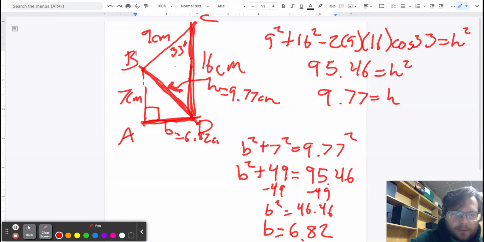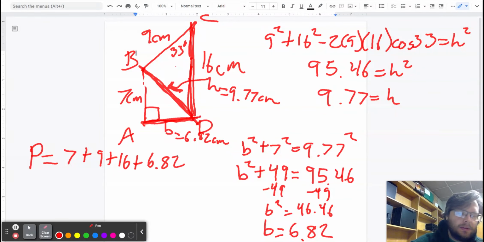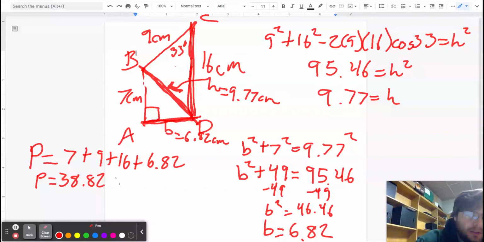centimeters. So now I'm ready to do the perimeter. So the perimeter is just adding up all the sides. We actually don't add up h because that's on the interior of the shape. It's not one of the outsides of the shape. So the perimeter is 7 plus 9 plus 16 plus the answer we just found, 6.82. And that gets 38.82 centimeters.